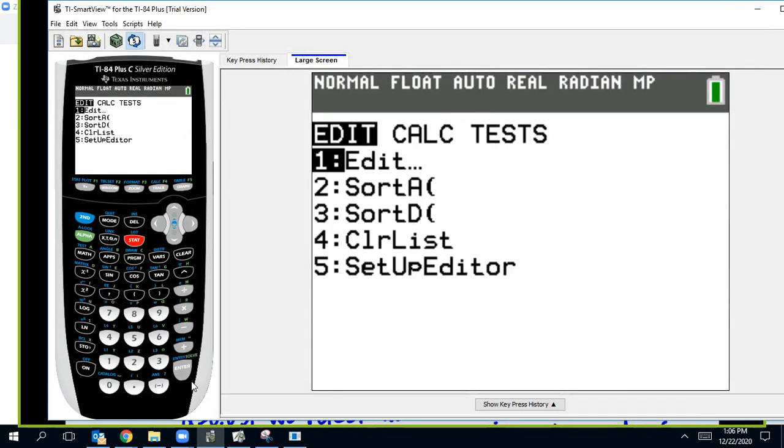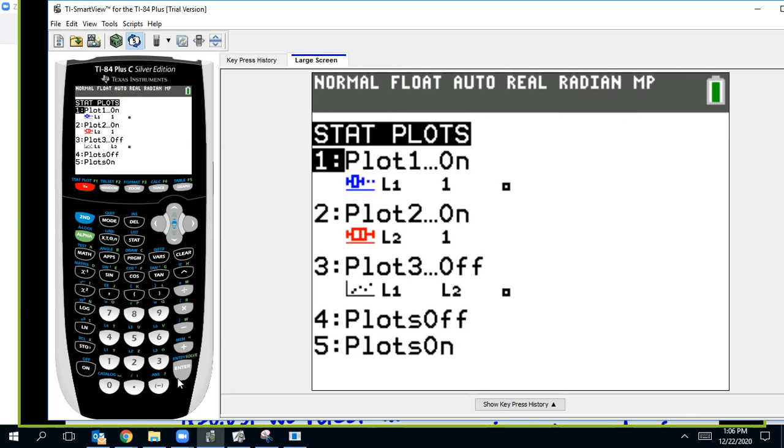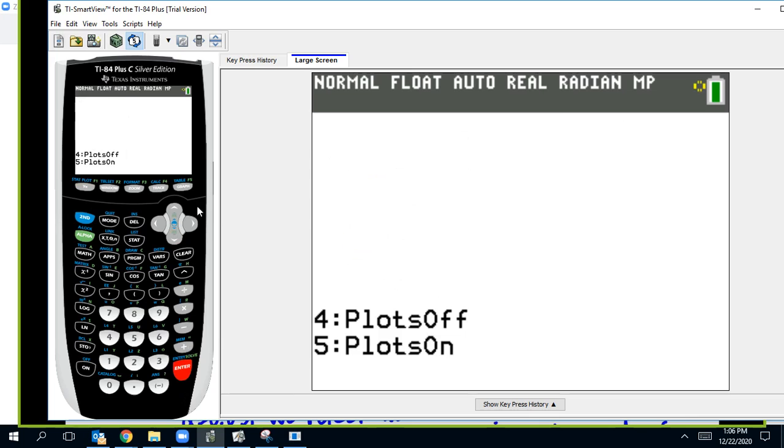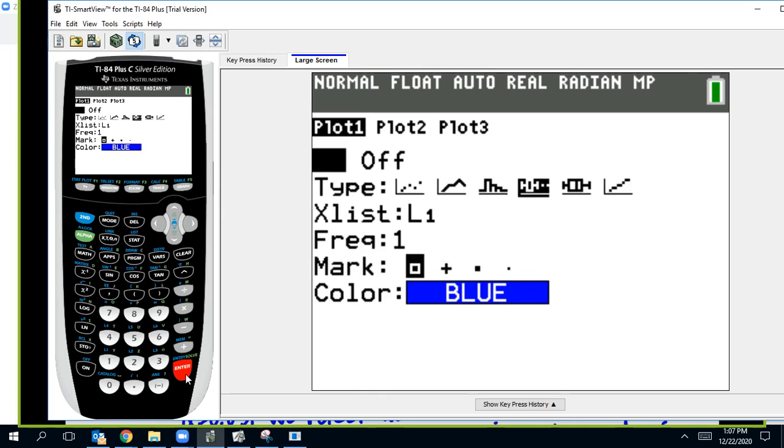So if we go to our L3, that's where all those values came from, negative 11, negative 18, etc. We can also go to second y equals. And I'm going to turn plot 2 off. I don't care about that one. I don't know why it's on. Okay, so we'll go back to plot 1. Second y equals plot 1 on.